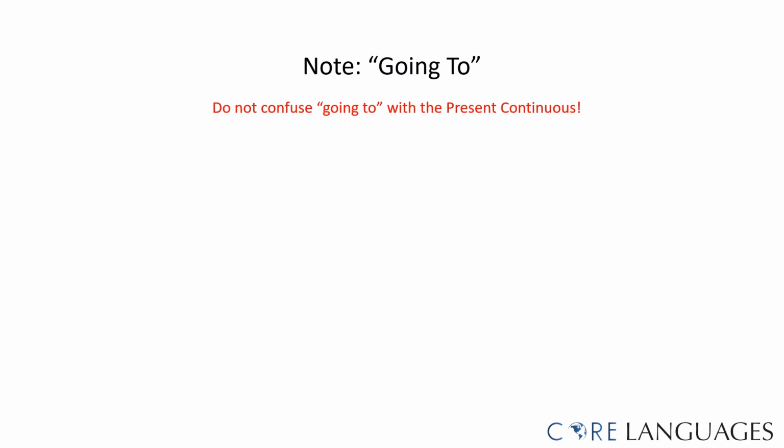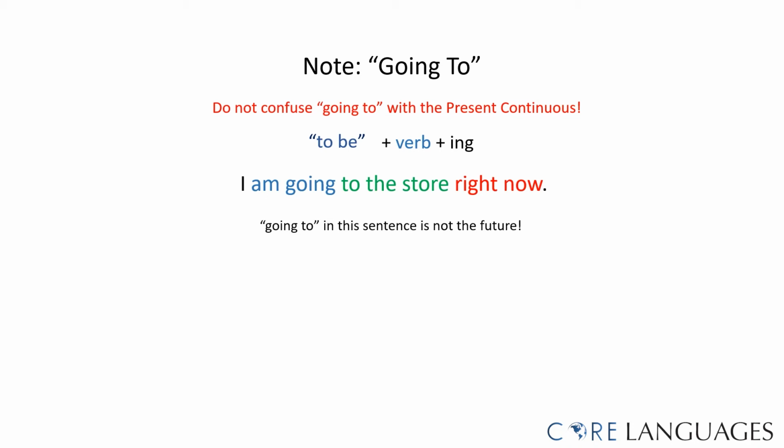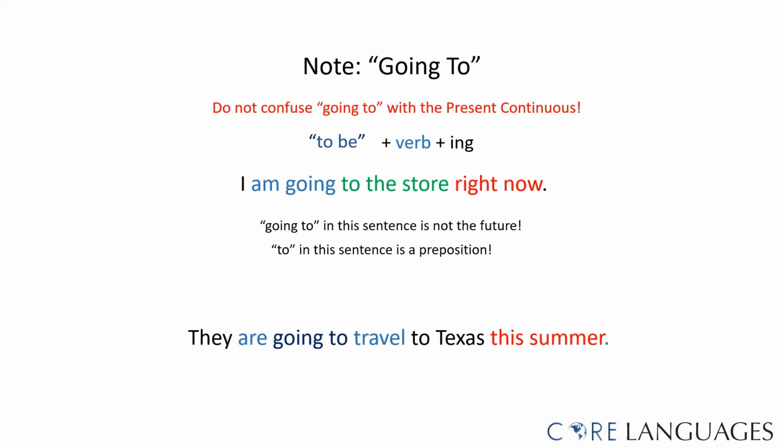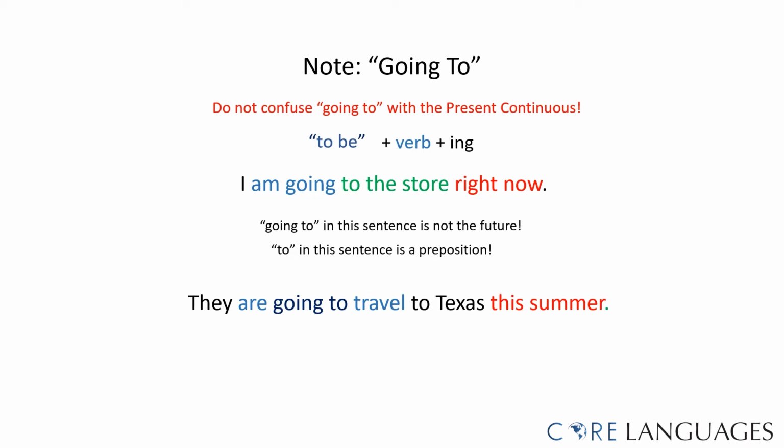It is important not to confuse the future tense construction of going to with the present continuous, which uses a conjugated form of to be, a verb, and the ending ing. For example, I am going to the store right now. The going to that is used in this sentence is not the future tense. It is the present continuous. The to that follows going in this sentence is a preposition. The sentence, they are going to travel to Texas this summer, is an example of the future tense. Are going to travel follows the formula of the future tense: are, going to, and a base verb.